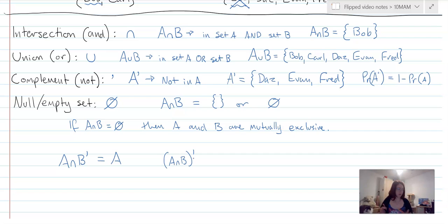Hopefully that all makes sense. That's going to help you when we start looking at Venn diagrams and two-way tables and all of that, because it's a very symbolic sort of topic. And so now we've got all the symbols, we know what they all mean.